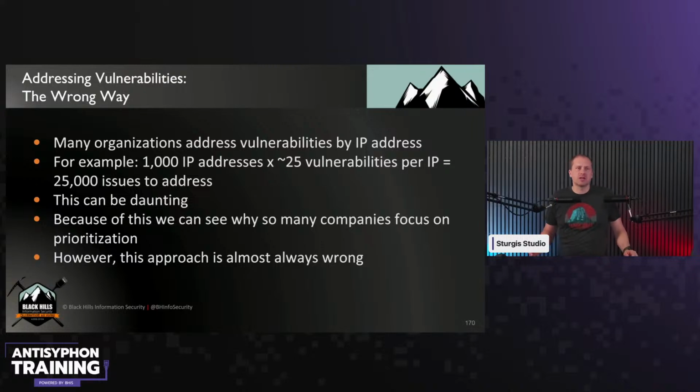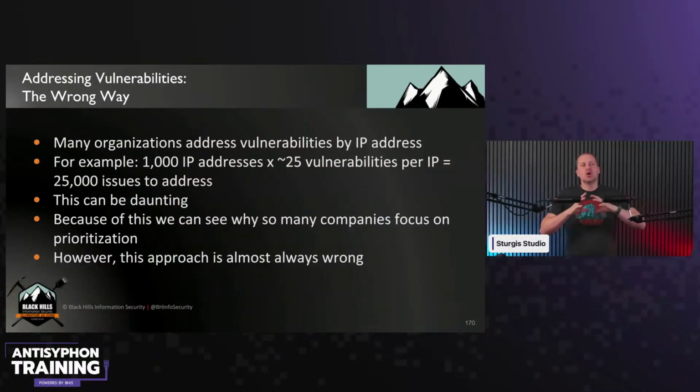So many organizations address vulnerabilities by IP address. This is how they've been doing it. This is how they've been using their horses to pull plows through their IT fields and saying, look at this field, and behold, it is in fact empty, right? So let's use an example. Let's say we have 1,000 IP addresses and roughly 25 vulnerabilities per IP address. That equals roughly 25,000 different issues to address.